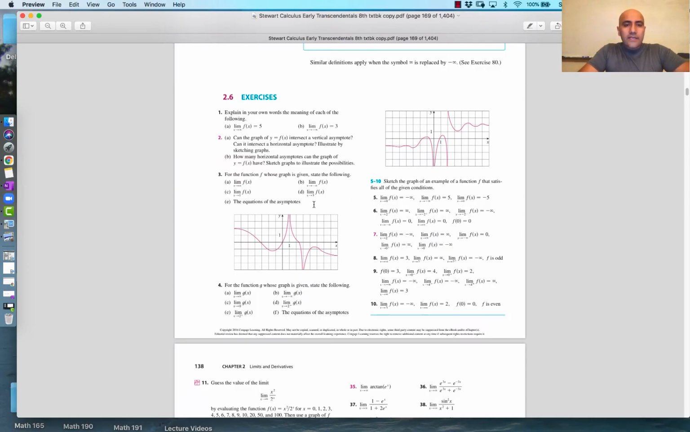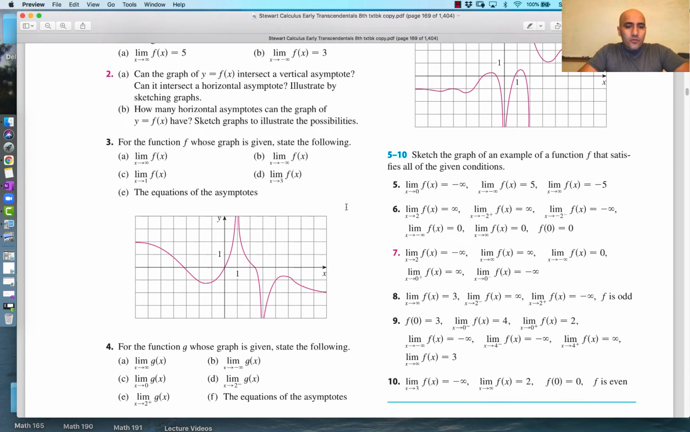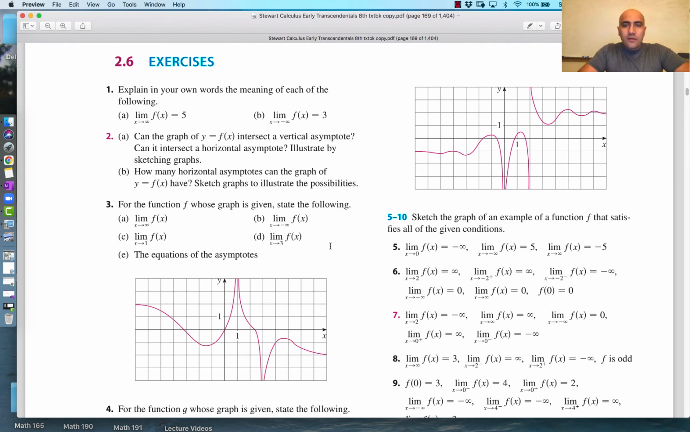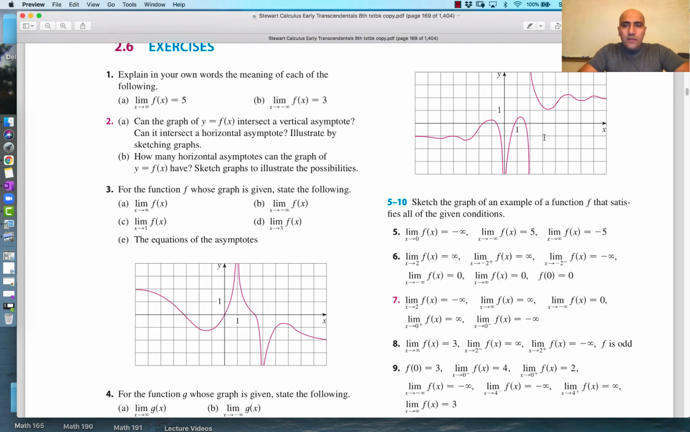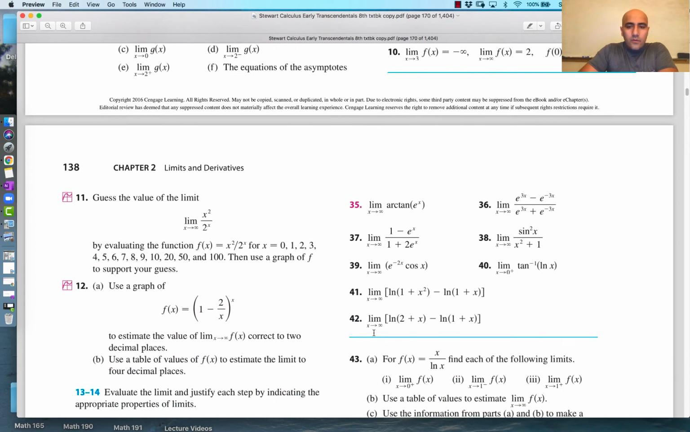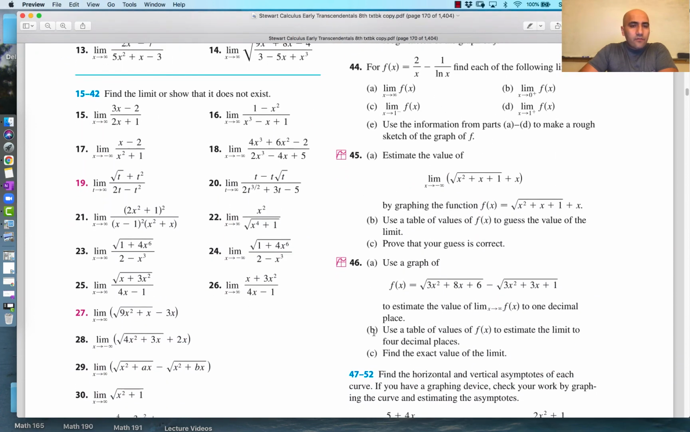Okay, exercises for 2.6. So these should be pretty easy, I hope. They're just interpreting the graphs, and this is the one I worked on in the video, so this is probably the one in your homework. So those should be pretty easy, I think. What about when we have equations? So say problems 15 through 42.